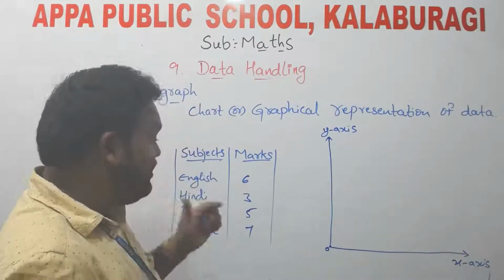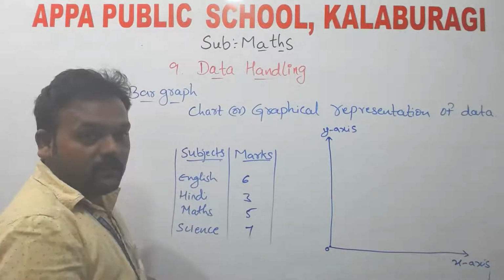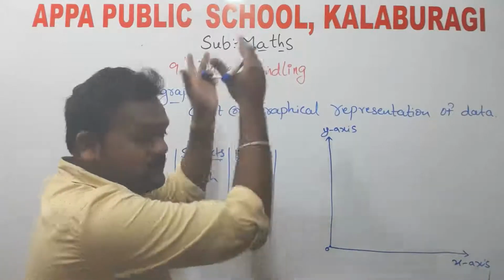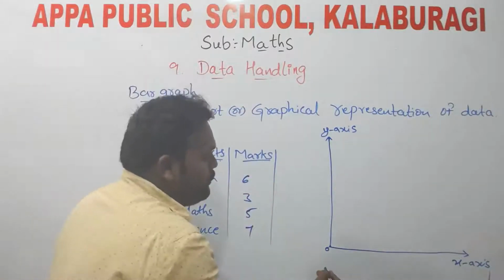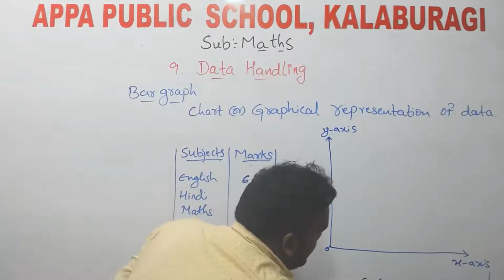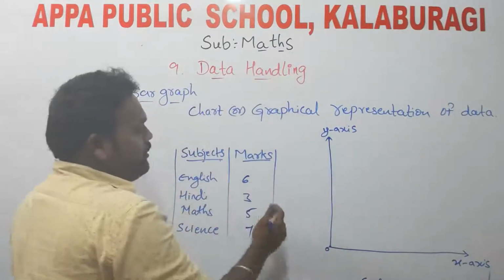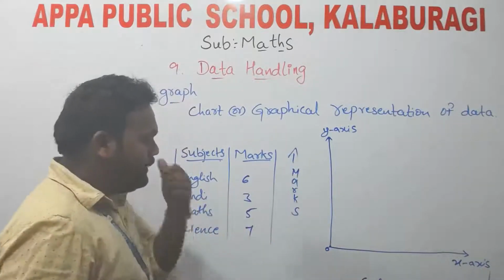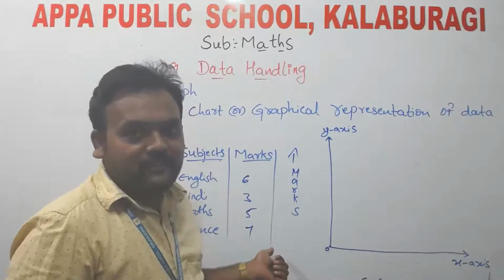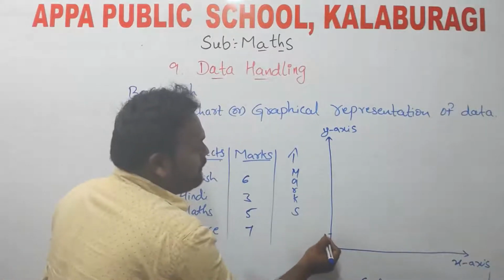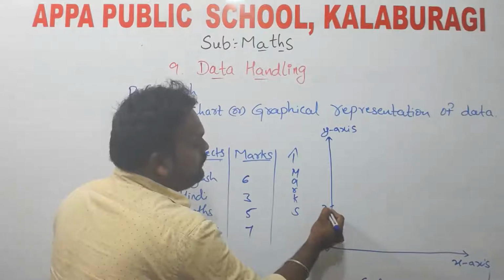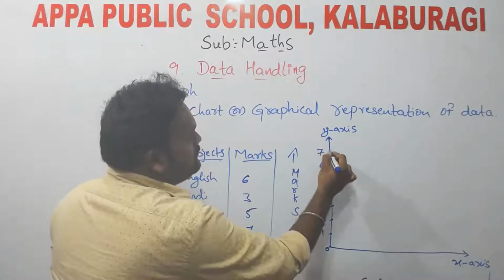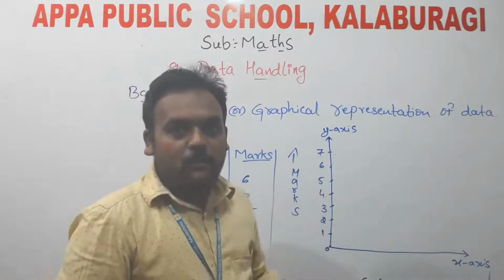Now you must take the first column. The subjects you should always take on the x-axis, and the marks you should always take on the y-axis. So, what is the highest mark here? 7. Yes. Here, 1, 2, 3, 4, 5, 6, 7. You can take 8, 9, it's no problem.